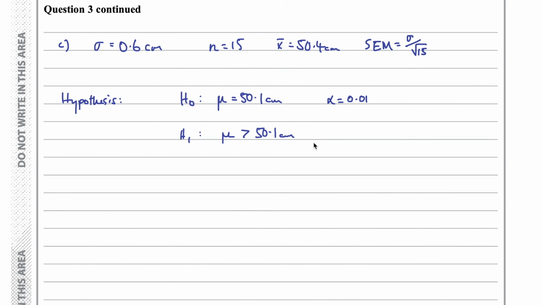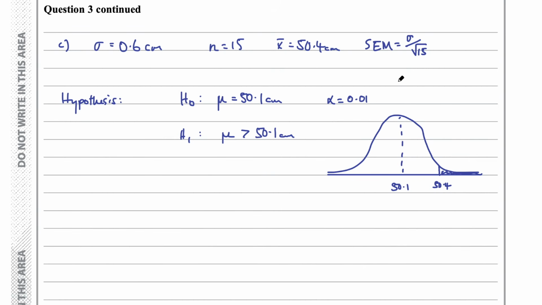So in order to test this hypothesis, we're going to see what proportion of sample means would fall above 50.4 on our normal distribution and see if that's significant at the 1% significance level. And I'm just going to draw another diagram because I love diagrams, even though I'm terrible at drawing normal distributions on here. So we're testing if this mean is 50.1. We got a sample mean of 50.4. And we're looking for the proportion of means above that.